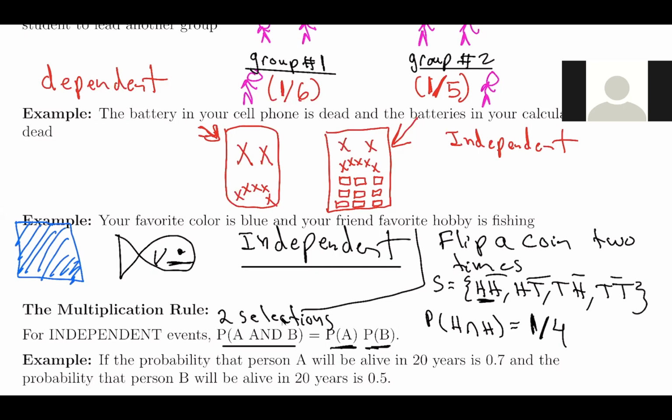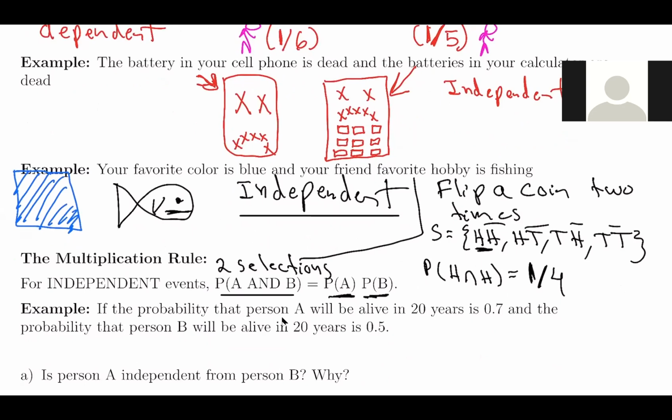But you could also use the multiplication rule for this one. Because if I want to find the probability the first one is heads and the second one is heads, you could assume they're independent because one flip won't influence the probability of the second flip. So we could just find the probability the first one is heads times the probability the second one is heads.